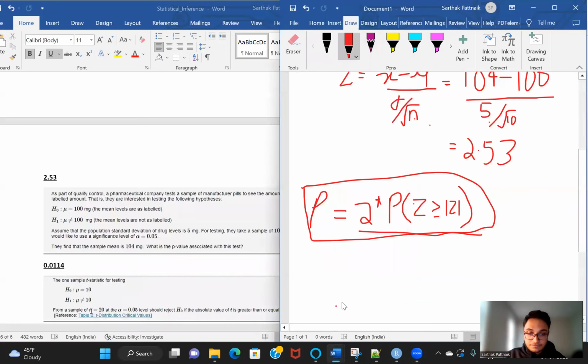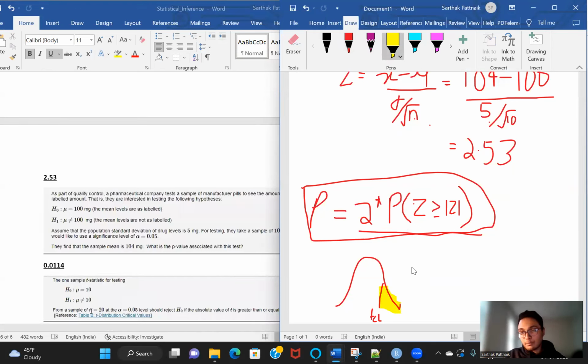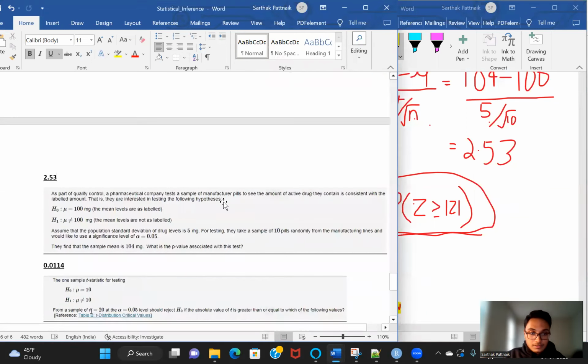The idea is, this is t critical, and if your point lies beyond t critical, which is somewhere here, you can reject the null hypothesis. All right. Your n is equal to 20, it's less than 30, which means it's a t test, and the confidence level is 95%.